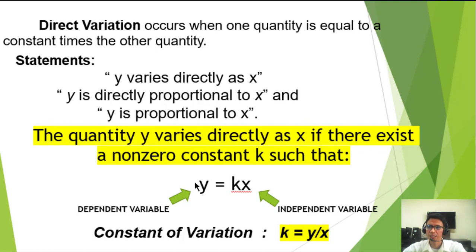Since y is our dependent variable, x is our independent variable. So y depends on the value of this independent variable. That's why y is placed on the left side of the equation and x on the right side of the equation, because y depends on the result of this value.